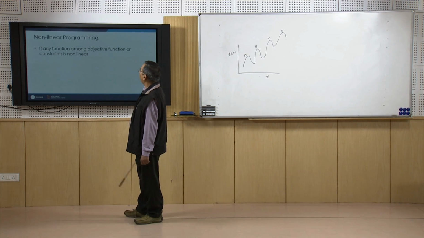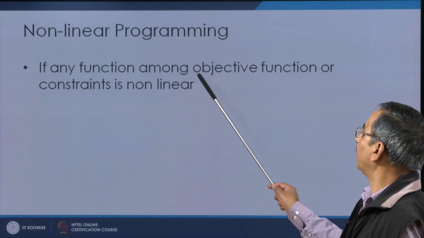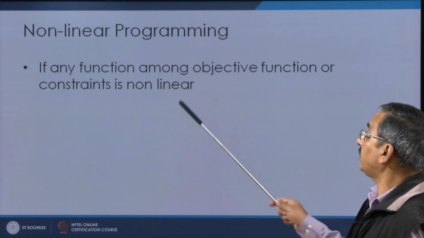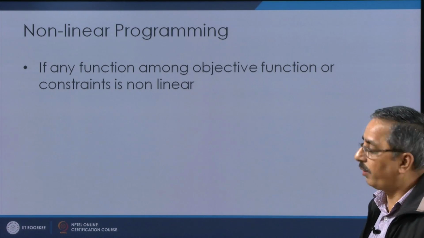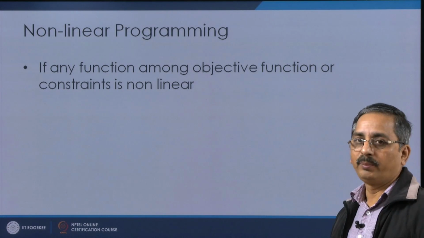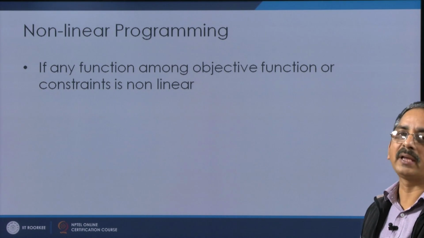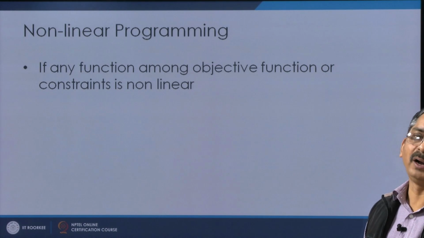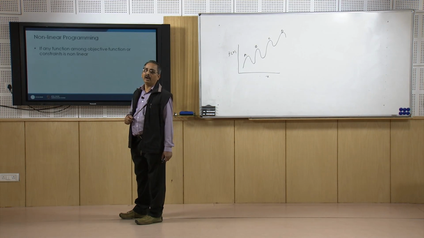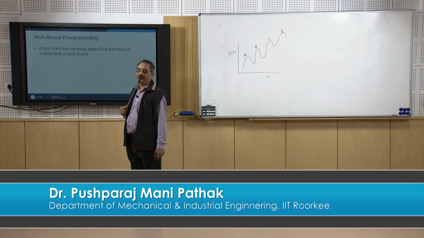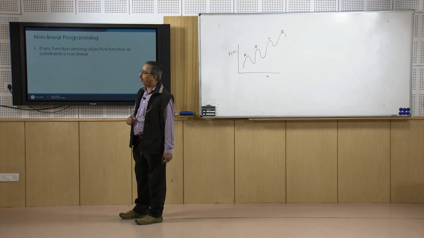Then we may also have non-linear programming. In this case, if any function among the objective function or the constraints is non-linear, then we call this type of problem a non-linear programming problem. And remember, for every type there are different tools available which could be used for finding the optimal value of the decision variables or design variables which could either minimize or maximize your objective function.